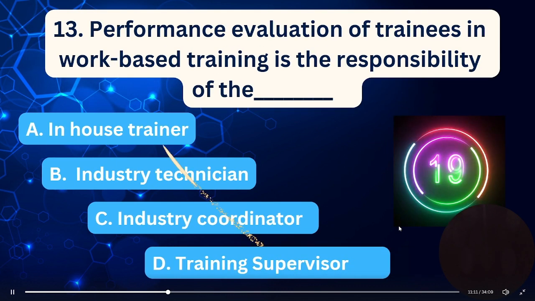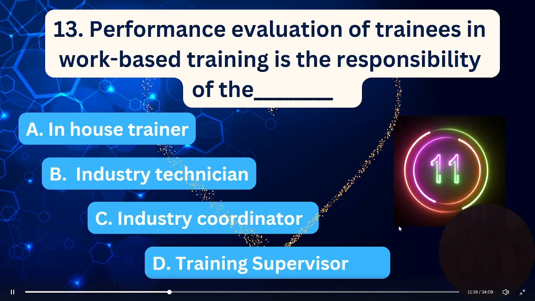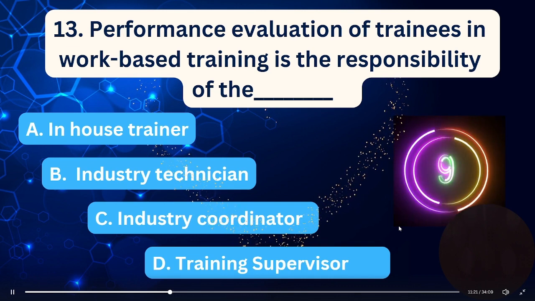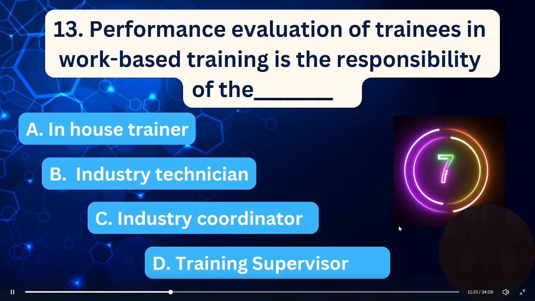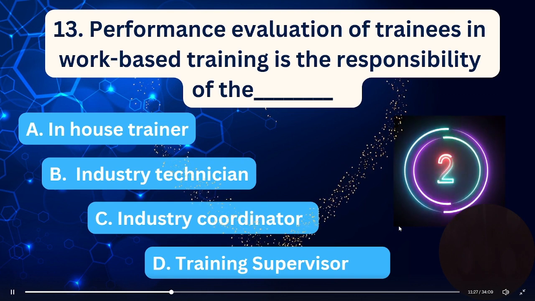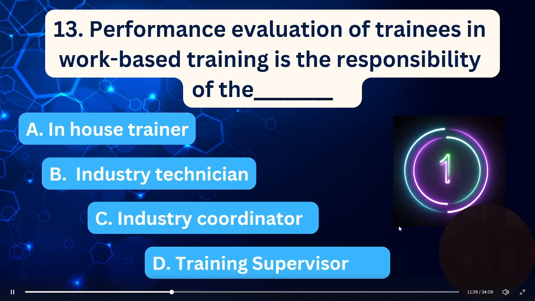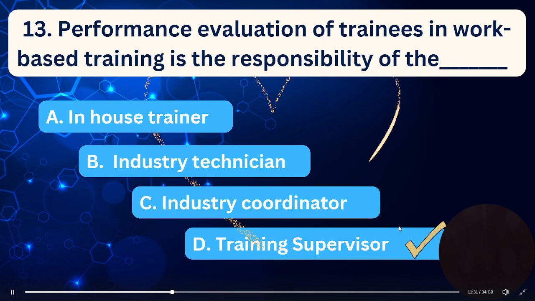Number 13, performance evaluation of trainees in work-based training is the responsibility of the blank. A. In-house trainer, B. Industry technician, C. Industry coordinator, and D. Training supervisor. Number 13, performance evaluation of trainees in work-based training is the responsibility of the training supervisor.